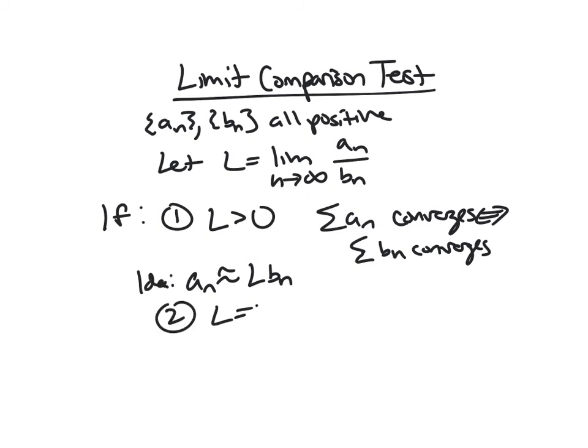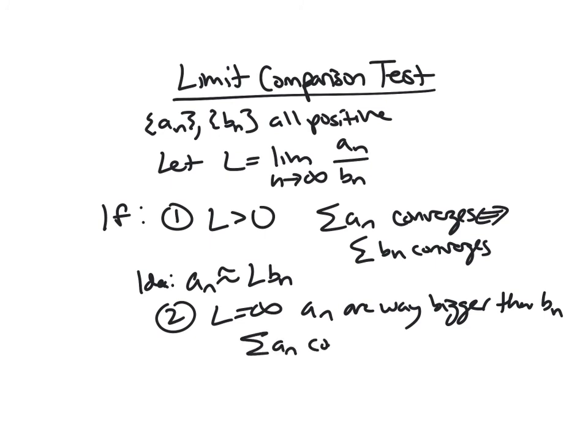Okay, what if L is infinity, right? What if the limit goes off to infinity? Well, what's that really saying? This just says the an are way bigger than your bn, right? That's what it means for this fraction to go off to infinity. So what does this tell us? So we have one that's way bigger. We can use direct comparison then, right? So we know the an are bigger and thus the bn are smaller. So here, if the sum of the an's converges, then the smaller guy must also converge by direct comparison.